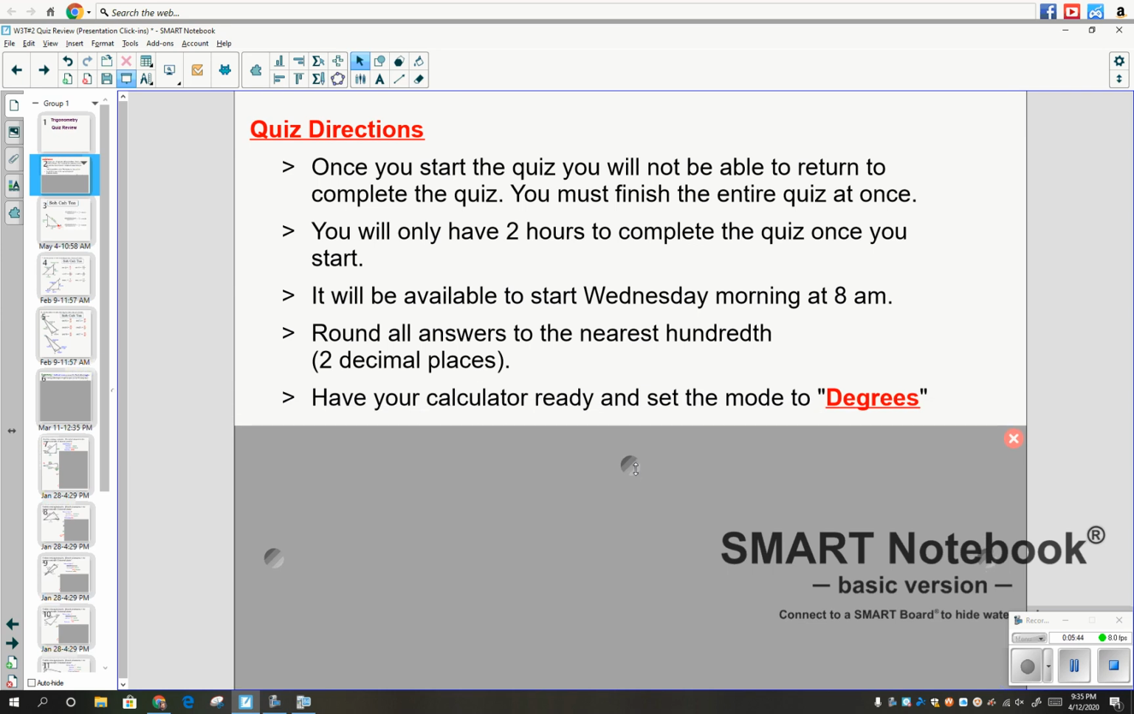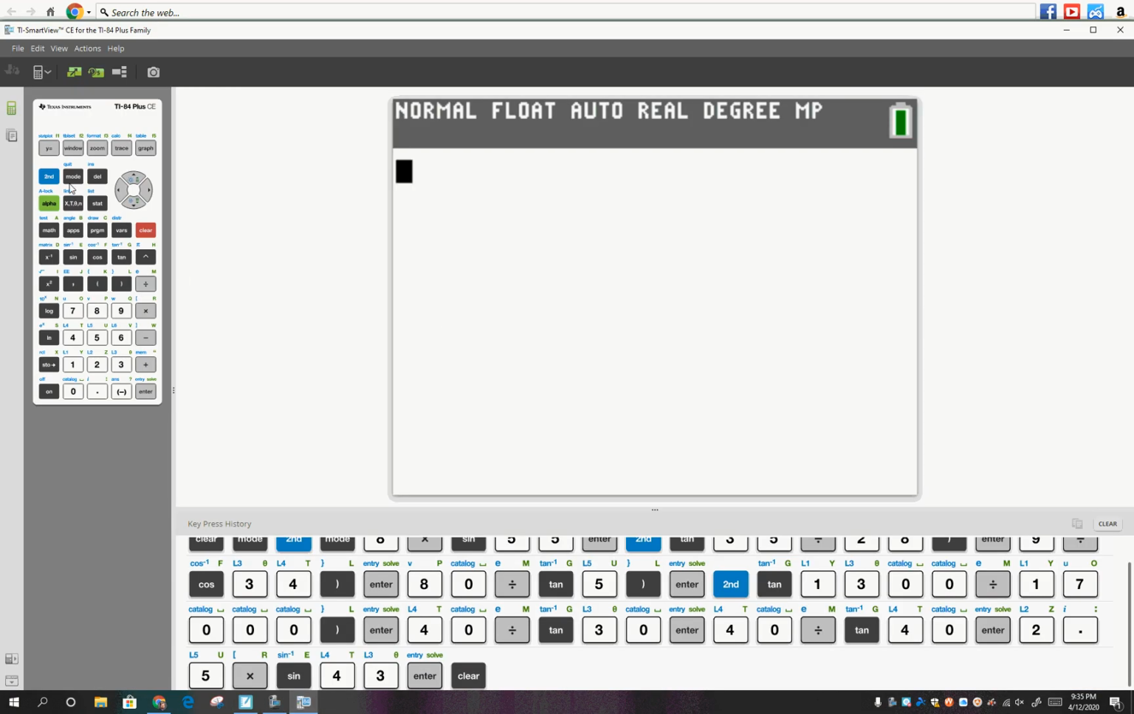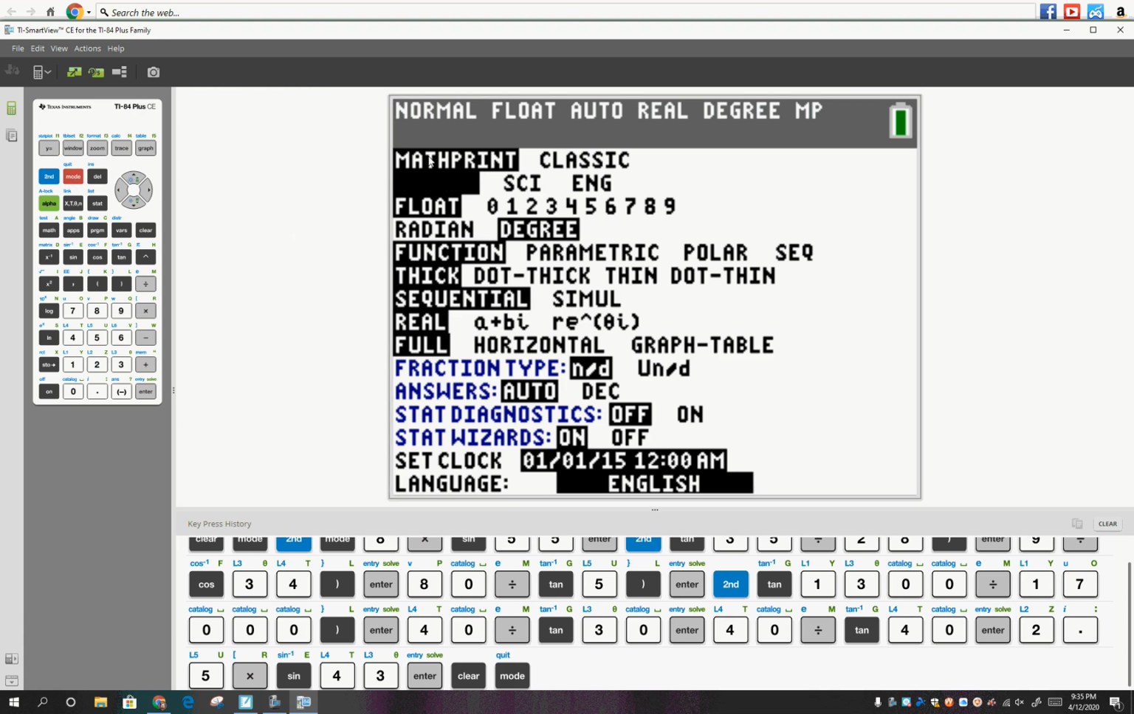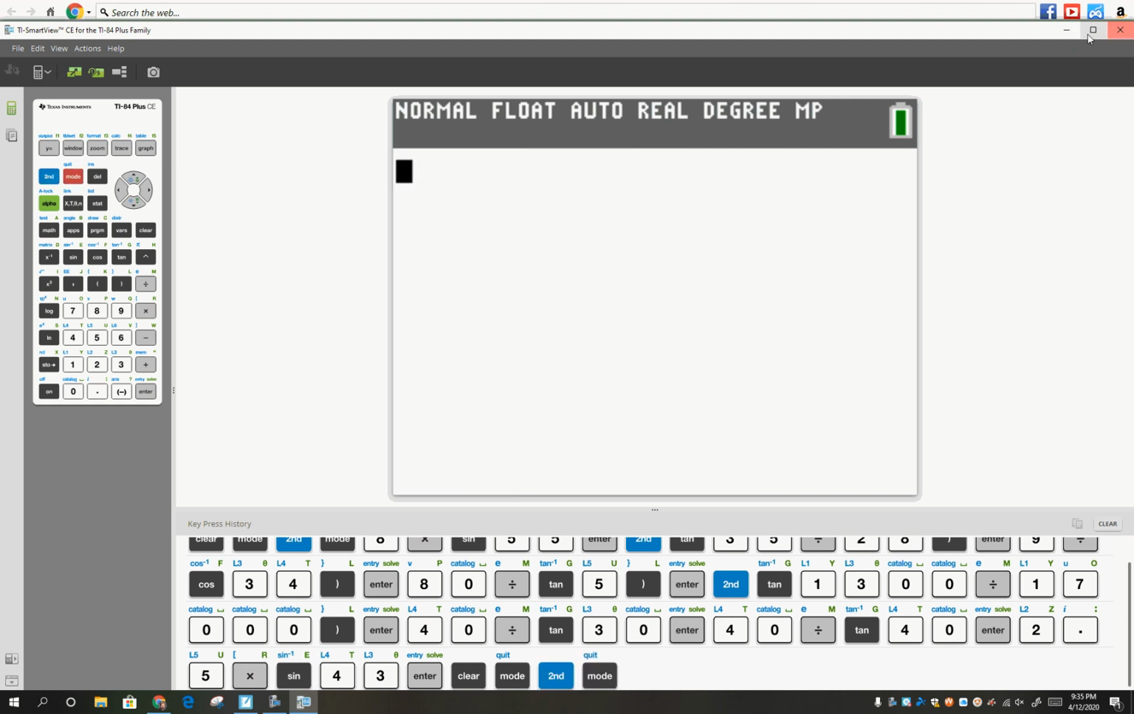Make sure you have your calculator ready and you set the mode to degrees. So if you go into your calculator, I'm clicking on the mode, scrolling down where I've got my mouse here, where it says degrees, that should be highlighted. If you are not in degrees and you are in radians, you will get all of them wrong. So make sure your calculator is set to degrees.